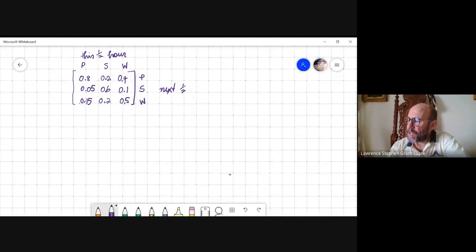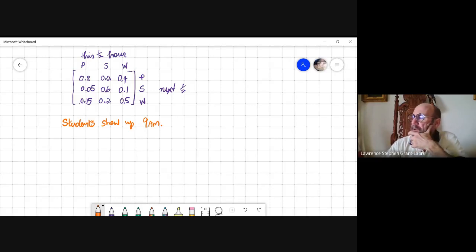What happens here is the question says there's a swimming pool, there is a pool, a slide, and water jets. And what happens is students show up at 9 a.m. It says children, doesn't matter. Students or children show up at 9 a.m. to the water park, okay? So they go here to the water park.